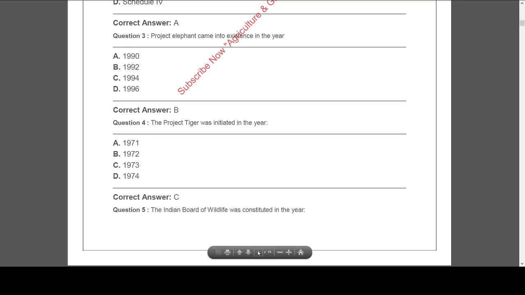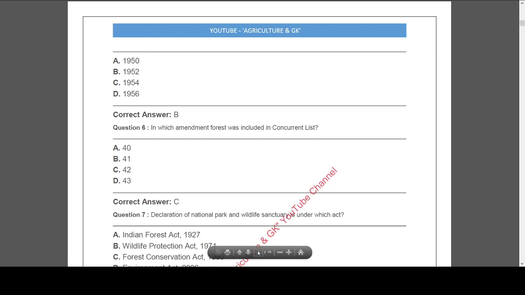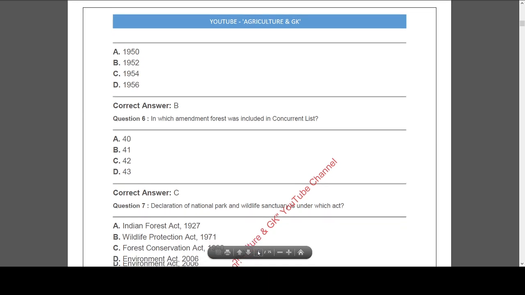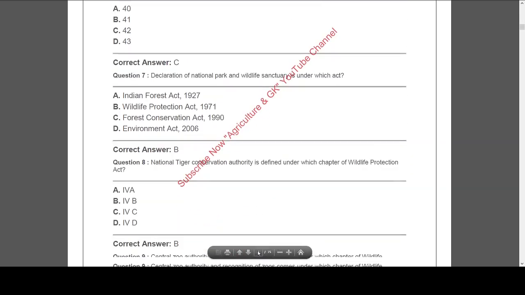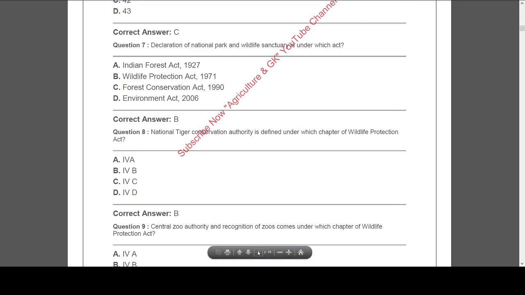The Indian Board of Wildlife was constituted in the year, option B, 1952 में स्थापित हो गया। In which amendment forest was included in concurrent list? It is option C, 42nd Amendment. Declaration of National Park and Wildlife Sanctuary is under which act? It is under Wildlife Protection Act 1972.